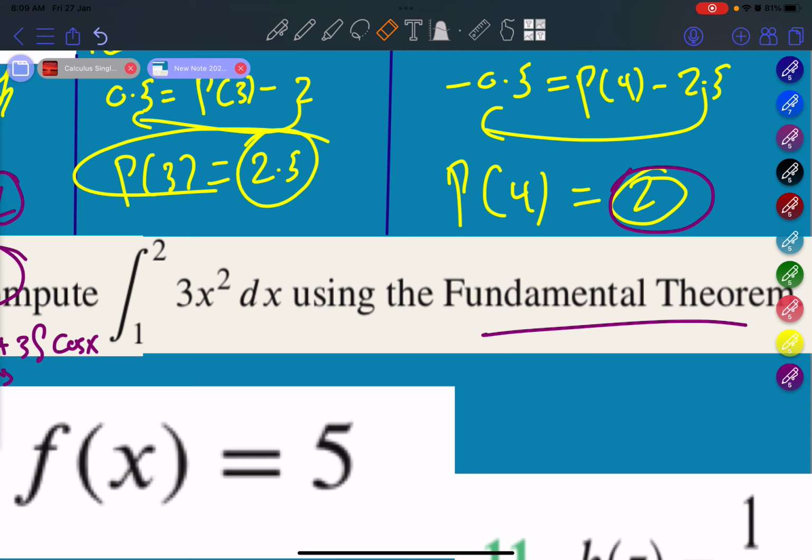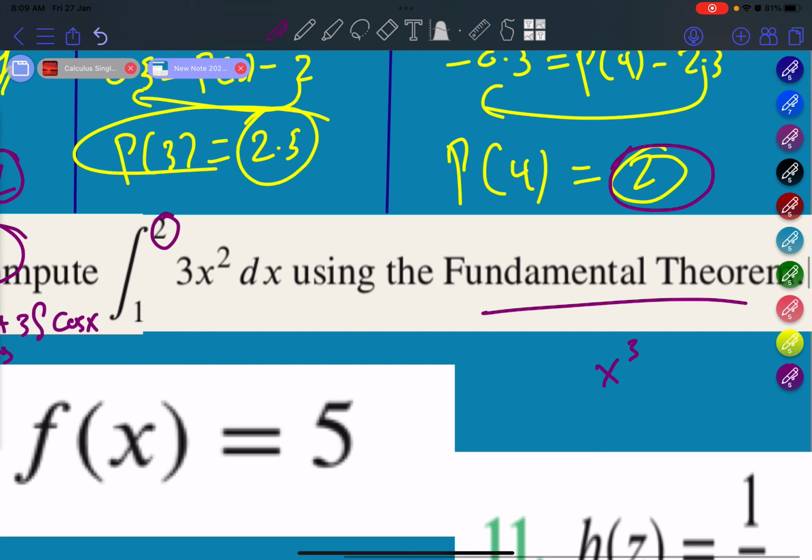So 3x power 2. Let's add 1 to the power. 2 plus 1 becomes 3. Our new power is 3, so we'll divide by 3. And 3 divided by 3 will cancel each other, so they will be gone. Hence, we only have x power 3 left.